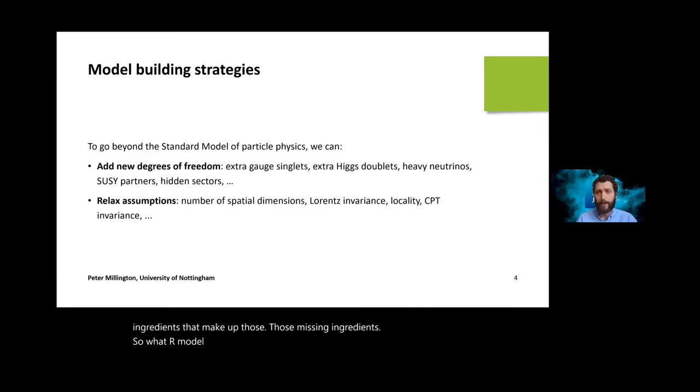So what are our model building strategies? What are we trying to do to solve these problems and build beyond the standard model of particle physics? Well, one thing we can do is add new degrees of freedom. We can add extra gauge singlets, we could add extra Higgs doublets, we could add heavy neutrinos and generate the light neutrino masses via some seesaw mechanism. We could embed the whole theory in supersymmetry with a view to solving things like the hierarchy problem, and then we'll introduce the various SUSY partners for all of the standard model fields. We could introduce new hidden sectors which might account for dark matter or dark energy.